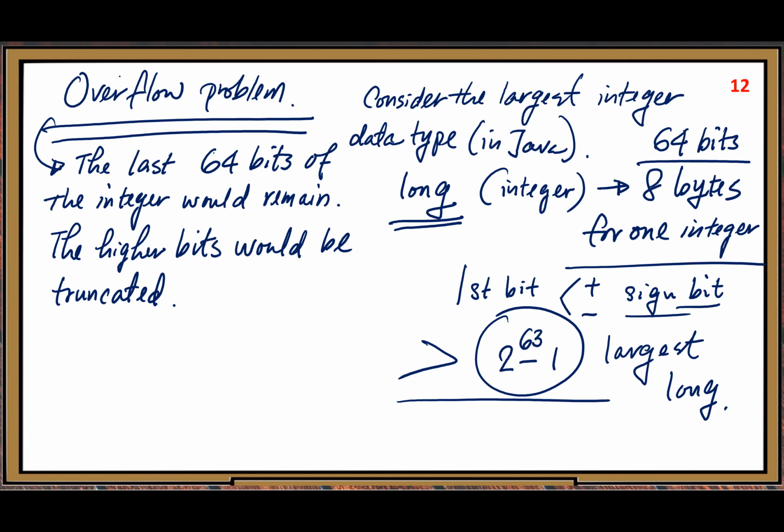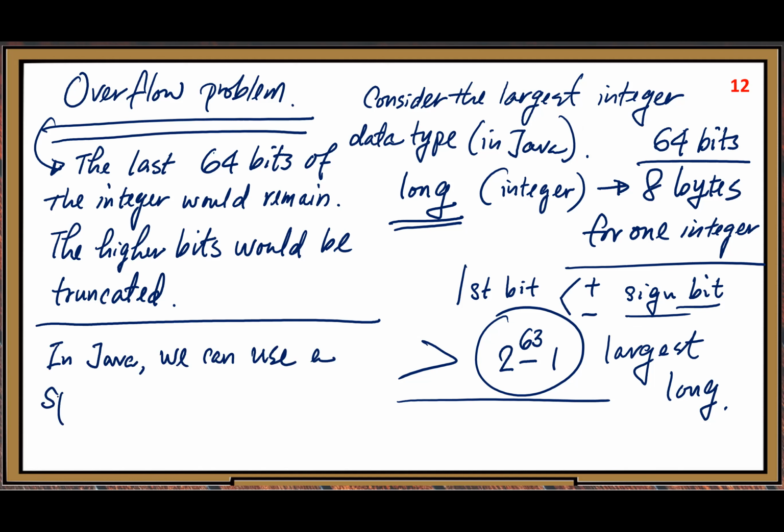So the question is, how to avoid it? We want to avoid this overflow problem. The solution, still in Java, is to use a special Java class called BigInteger. Let me write it. BigInteger, the name of the class.